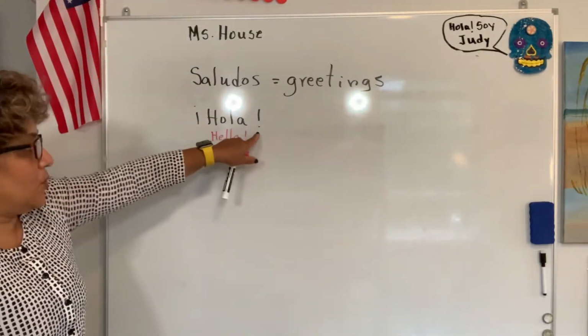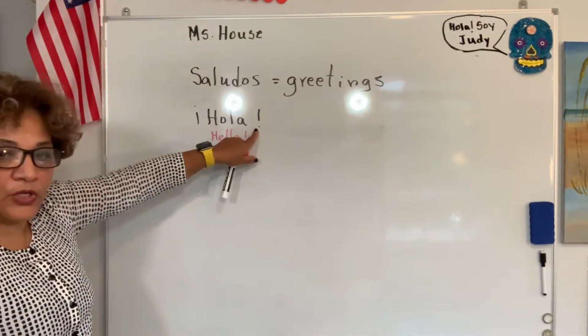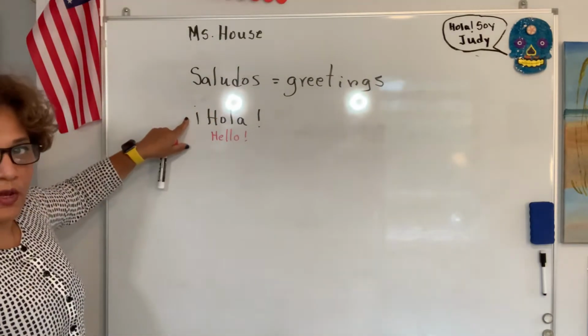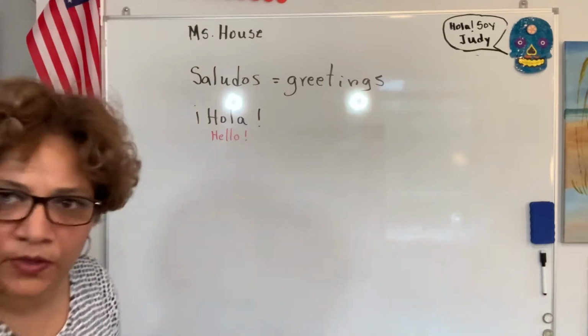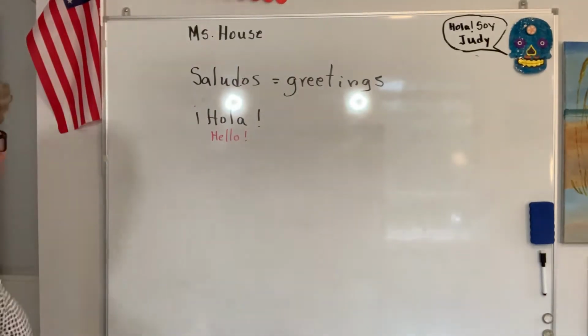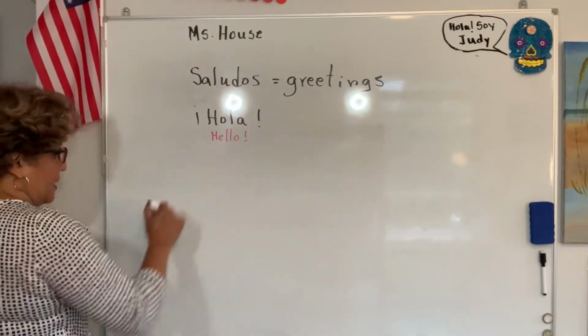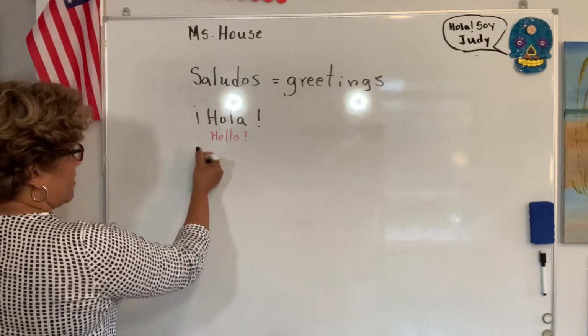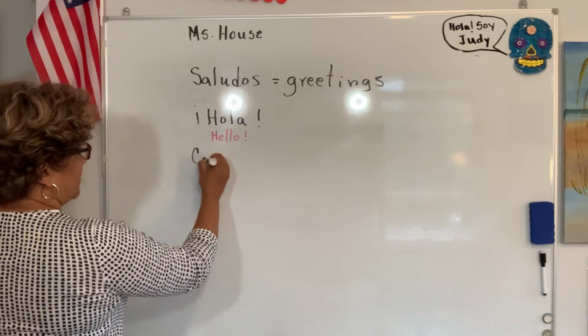In Spanish, when you use an exclamation point, you have to put an inverted one at the beginning. Unlike English, can you see this? Yeah, you can see this. So, hola is hello. You probably would want to ask somebody, ¿Cómo estás?